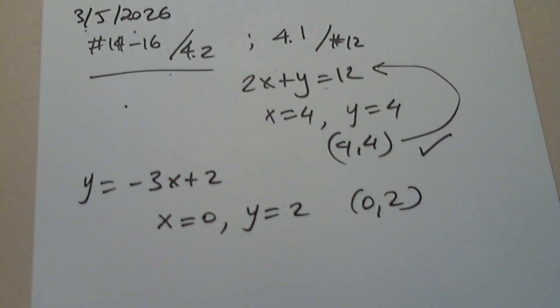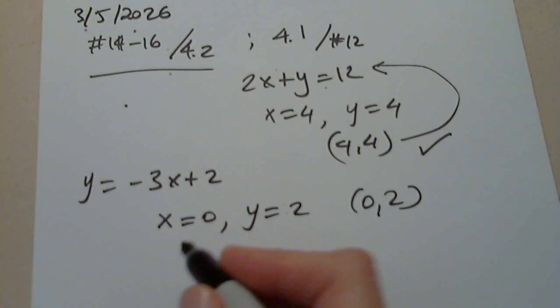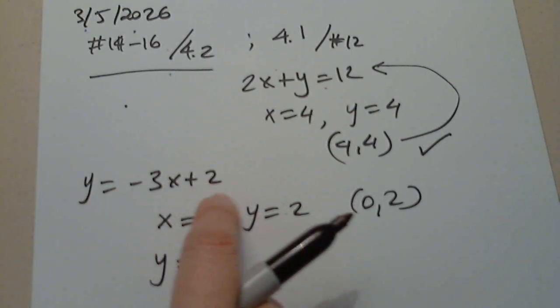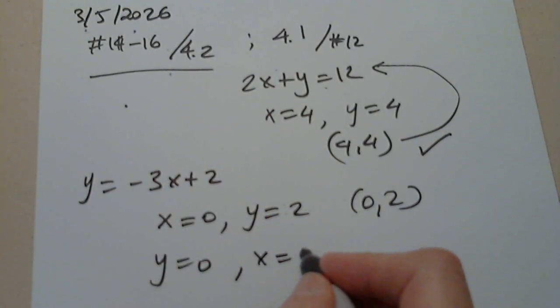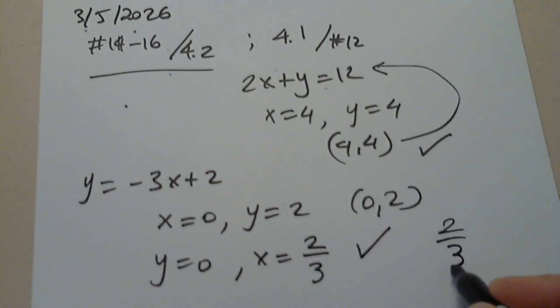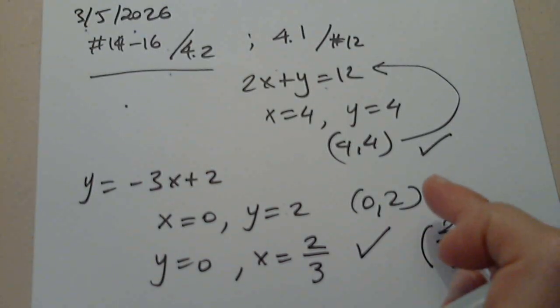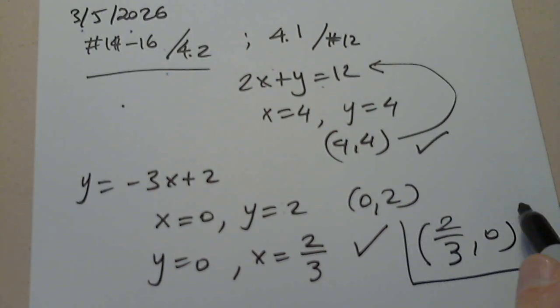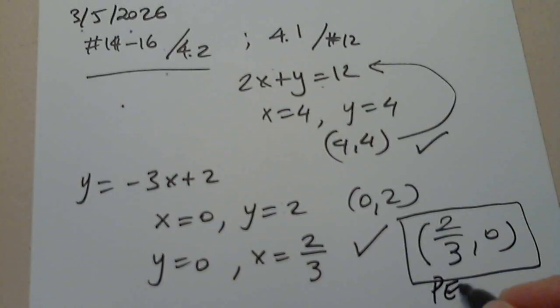Now I have to create another point. I should set y equal to 0, and if I do that and move the negative 2, I get that x equals 2/3. This is perfect. It is indeed 2/3 comma 0. This is the y-intercept, this is the x-intercept. However, you will not be able to put this in Pearson. It does not allow you to put in 2/3. But this is what we are looking for.